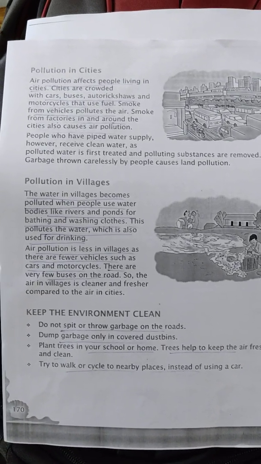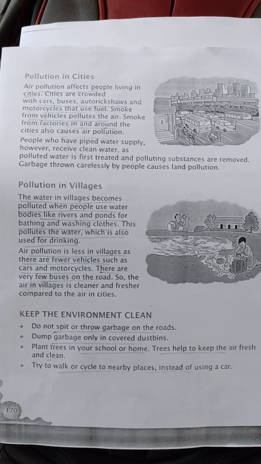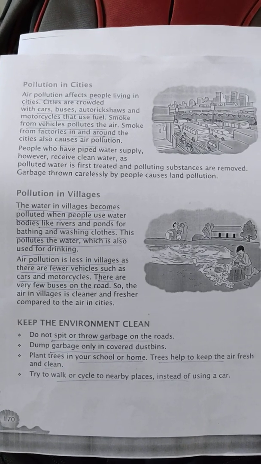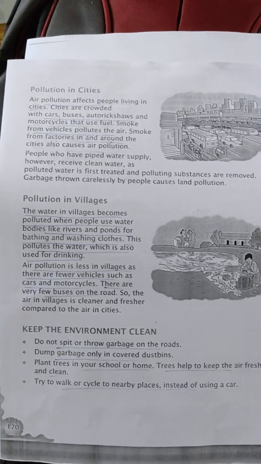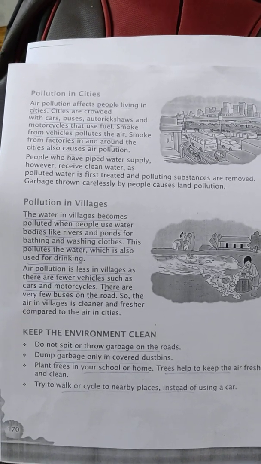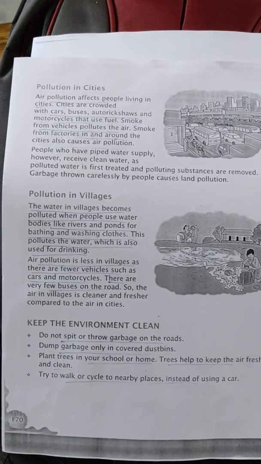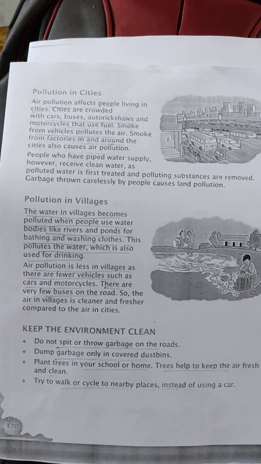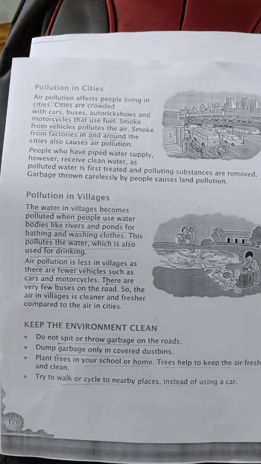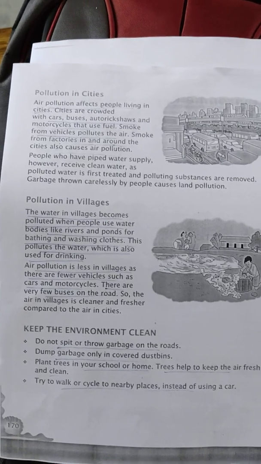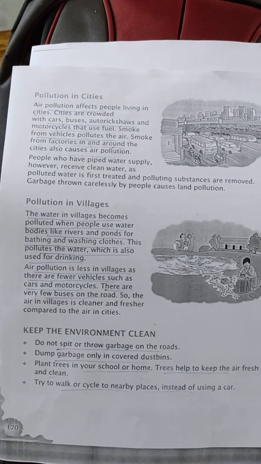Now pollution in villages. The water in villages becomes polluted when people use water bodies like rivers and ponds for bathing and washing clothes. We have rivers and ponds in the villages, and we go there and use the water for bathing, cleaning or washing our clothes. These pollute the water which is also used for drinking. Some people even use the water of the rivers and ponds to drink. And if we are bathing there or washing our clothes, then these waters are polluted.